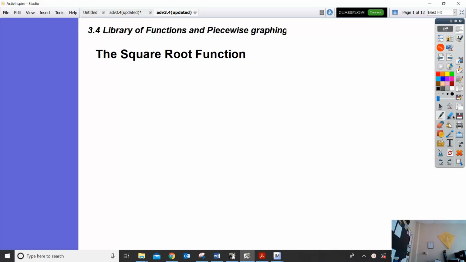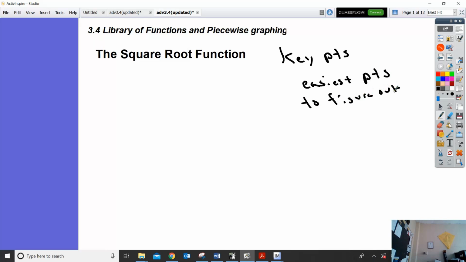Key points are really the easy ones to evaluate. Like when you talk about key points, they're the easiest points to figure out. They're the easiest points to figure out. This is the square root function, y equals root x.